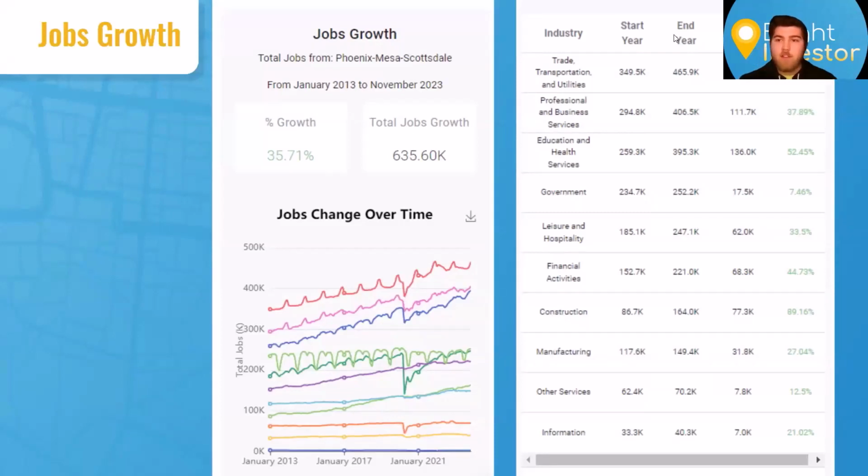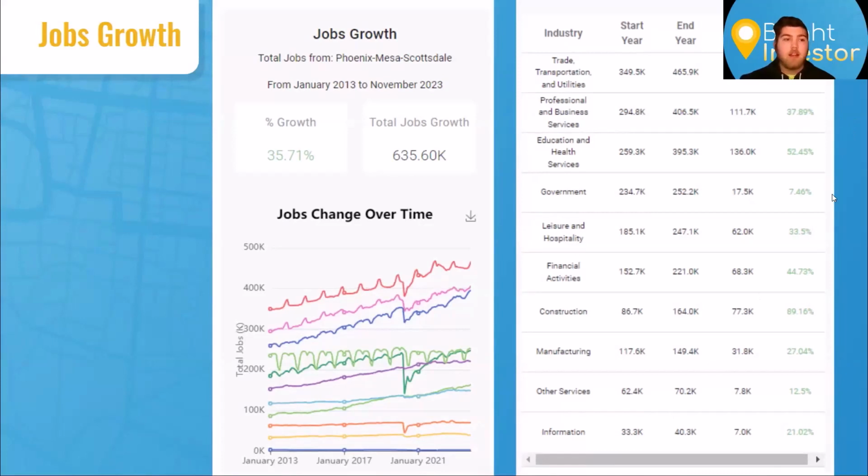So this is straight from Bright Investor. We work with the U.S. Bureau of Labor Statistics to provide this information. And my rule of thumb here is 10% over 10 years as well. But I have to point out, this metropolitan area, the Phoenix, Mesa, Scottsdale, Chandler metropolitan area, experienced a 35% increase in the job market over the past 10 years. Almost 3.5 times my rule of thumb for looking in this market.